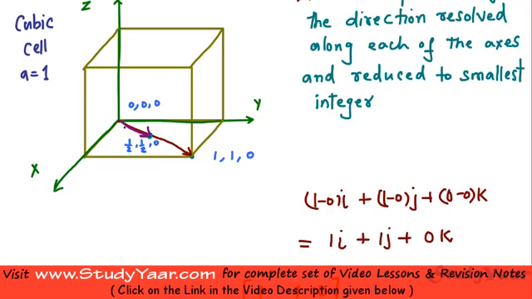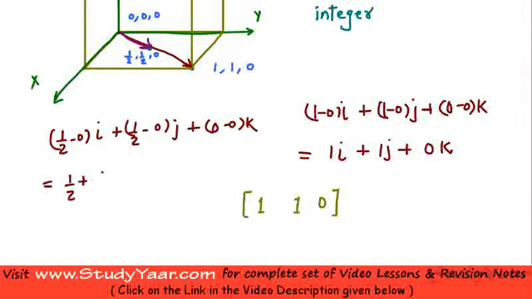It's going to be 1/2 minus 0 i plus 1/2 minus 0 j plus 0 minus 0 k. Okay, so we are left with 1/2 i plus 1/2 j plus 0 k. Now this vector is to be resolved along the crystallographic axes. So you have half unit along x, half unit along y, and 0 unit along z. 0 minus 0 is 0.